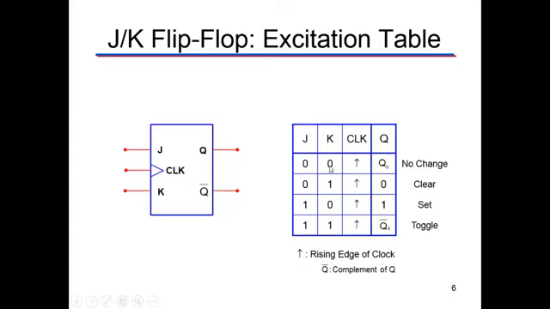When J and K are both 0, and the clock comes by, Q will just stay what it was. It'll stay Q naught, meaning it'll stay what it was in the previous state. It's just going to stay the same.